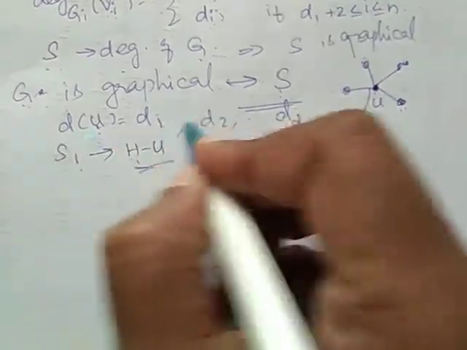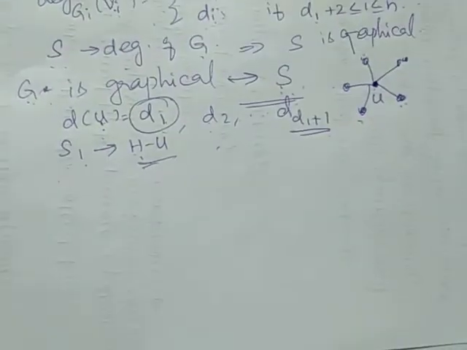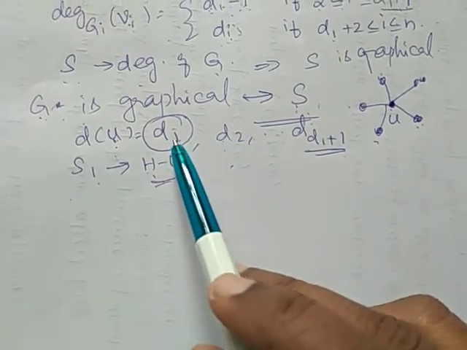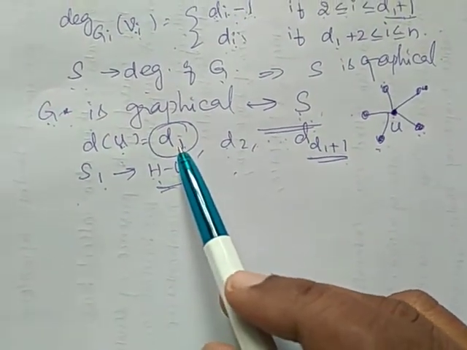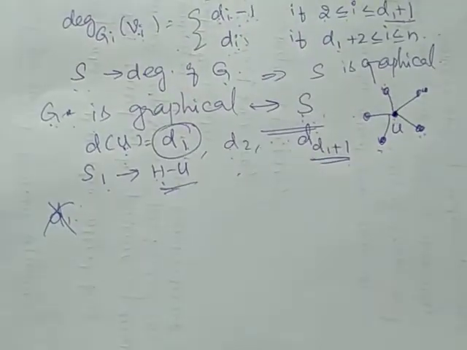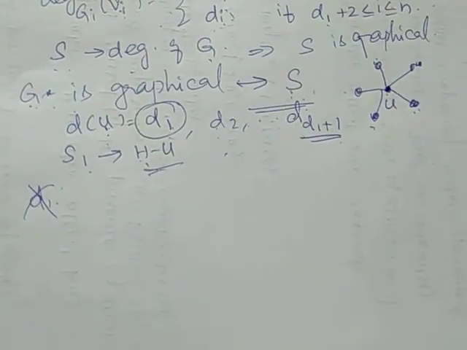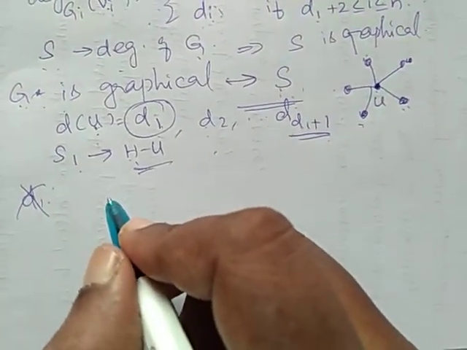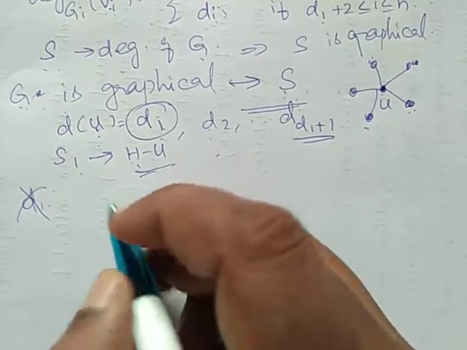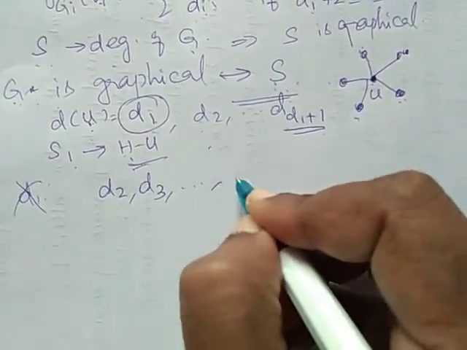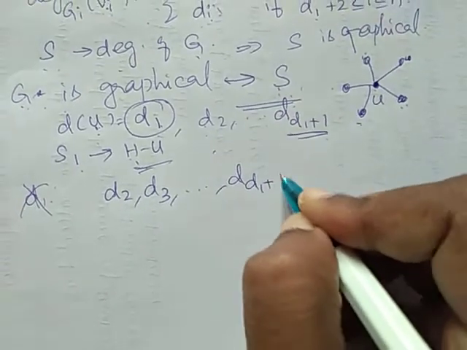Containing a vertex of degree D1 that is adjacent to these vertices, or we do not have D1. As a contradiction, we are considering it adjacent to vertices of degree D2, D3, etc., up to D of D1 plus 1.